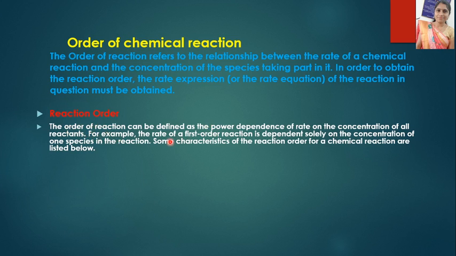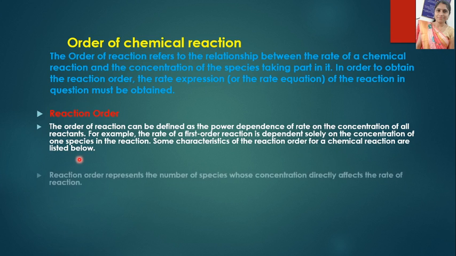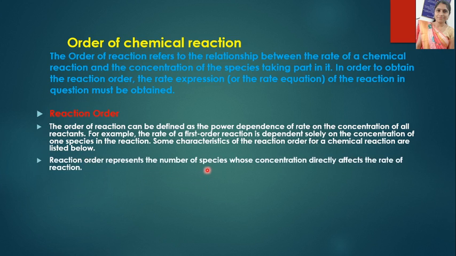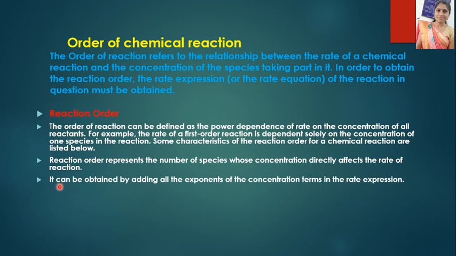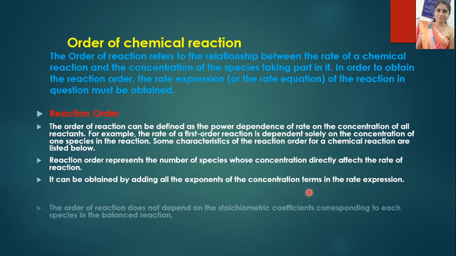For example, the rate of a first order reaction is dependent solely on the concentration of one species, as its name indicates. Some characteristics of reaction order are listed below. Reaction order represents the number of species whose concentration directly affects the rate of reaction, and it can be obtained by adding all the exponents of the concentration terms in the rate expression.